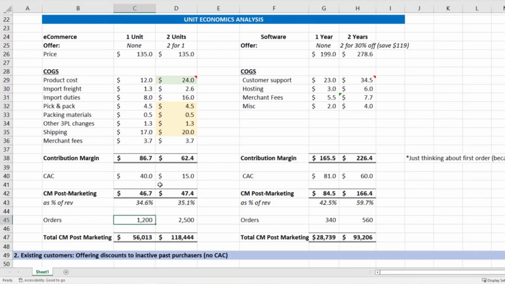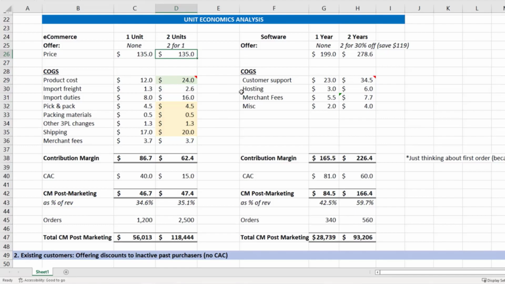So let's say your normal run rate, meaning your average monthly performance, is that you're selling 1,200 orders per month. And so your contribution margin post-marketing is your unit contribution margin post-marketing times the number of orders. And that's $56,000. And with that $56,000, then you pay your payroll, you pay your other expenses. And so you say, okay, now we want to offer some kind of a bundled discount. So what we're going to do is throw in 2 units for the price of 1. So the price is going to stay the same, $135.